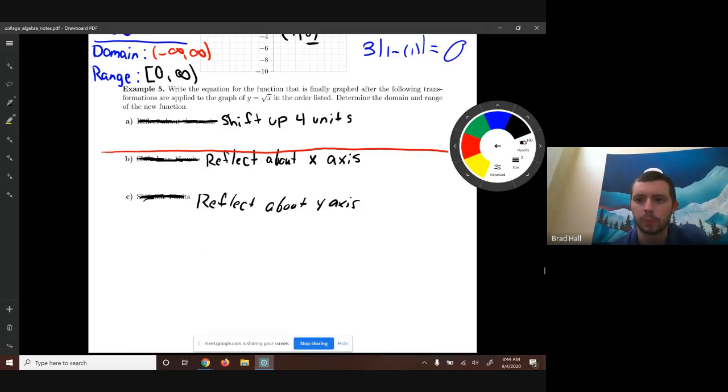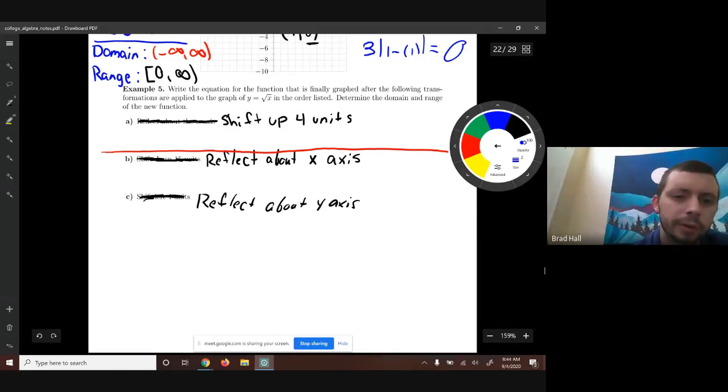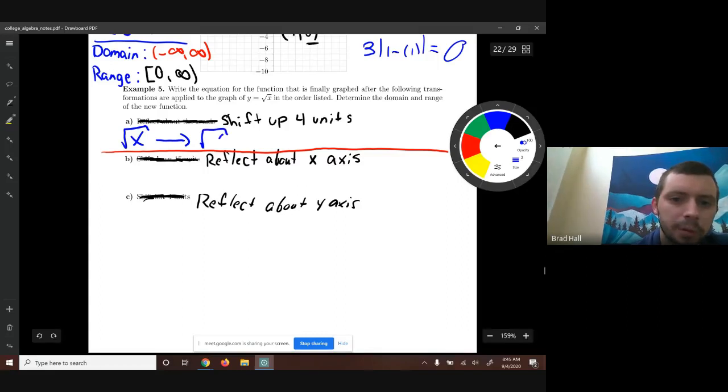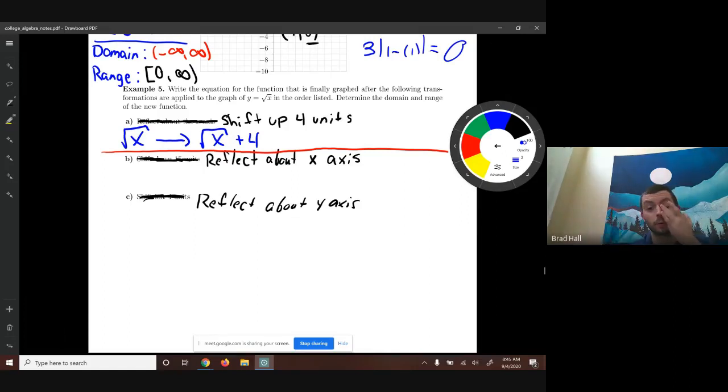And so when we shift up 4 units, the function we're starting off with is the square root of x. So what does that become after we shift up 4 units? Well, hopefully you're starting to get the hang of these by now. It's when you add 4 to the function as a whole. So that would be the shift up of 4 units. So that's it for at least satisfying that criteria.